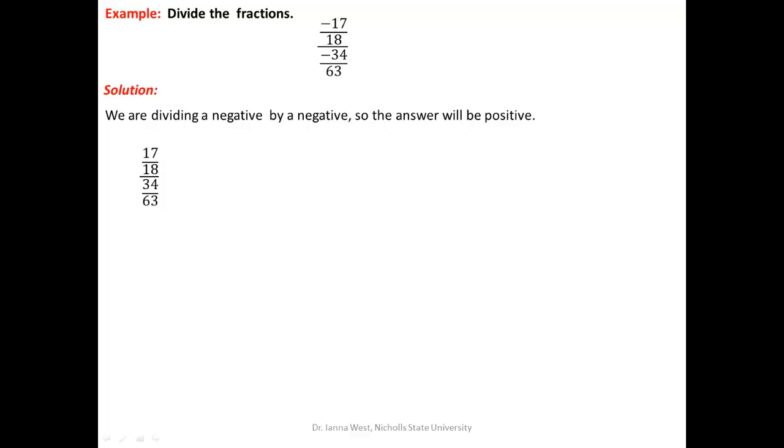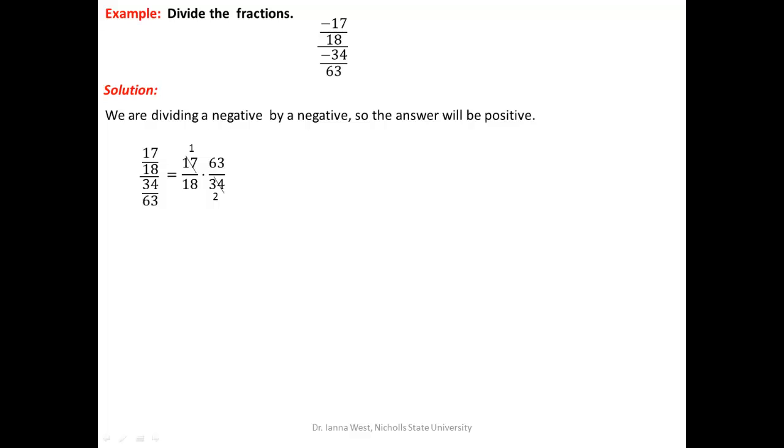Using the property for division, we write 17 over 18 times 63 over 34. 63 over 34 is the reciprocal of the denominator of the compound fraction. We can now cross-cancel and then multiply. Notice that 17 will divide both 17 and 34. 17 goes into 17 one time, and 17 goes into 34 two times.